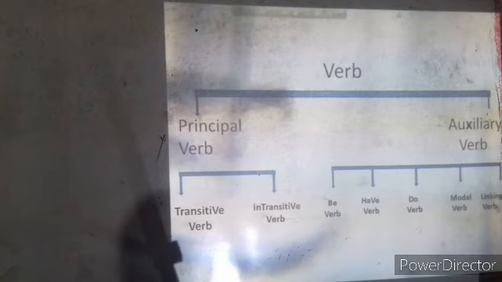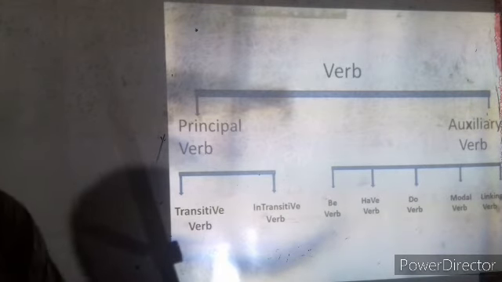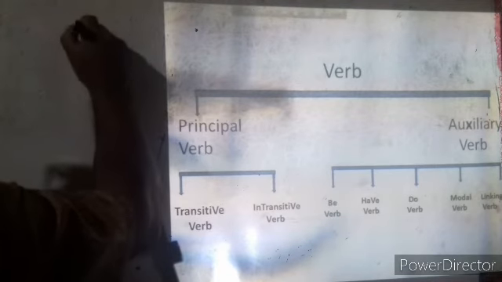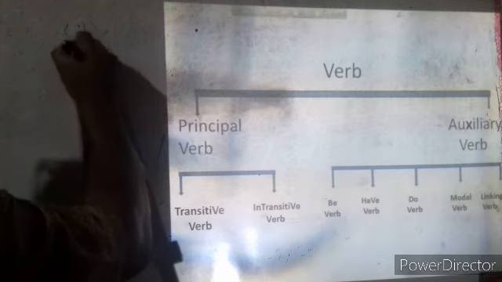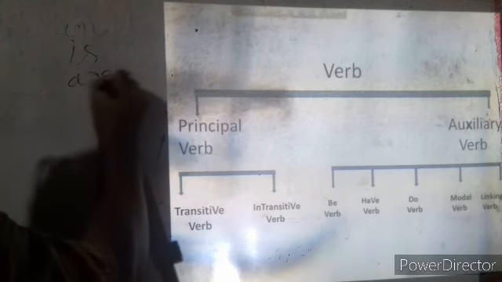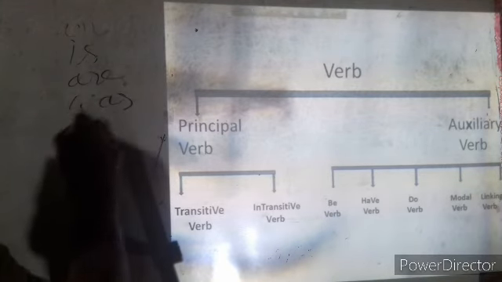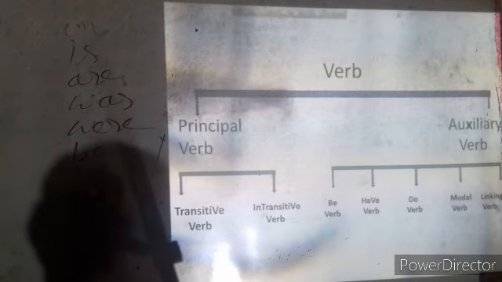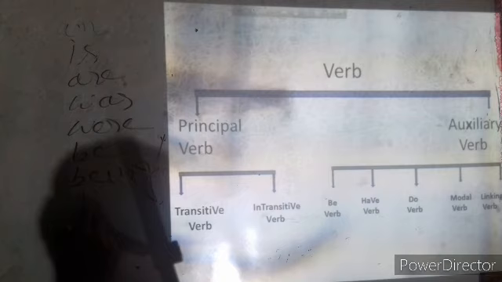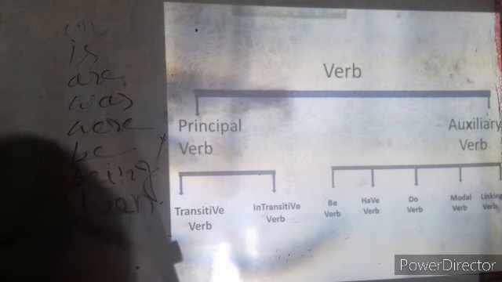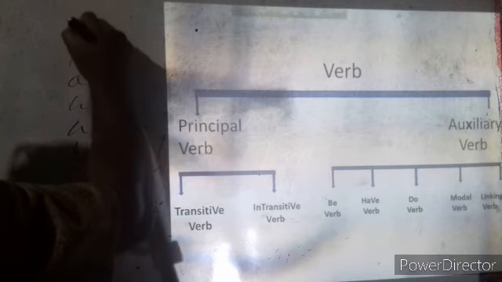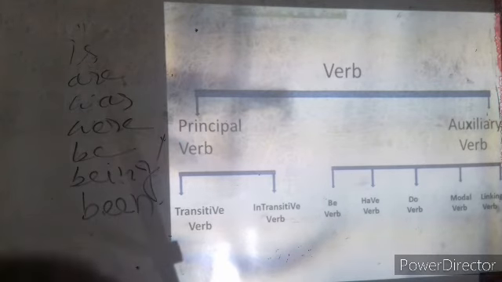My dear student, be verb. Be verb are 8 kinds: am, is, are, was, were, be, being, and been. There are 8 be verbs: am, is, are, was, were, be, being, been.